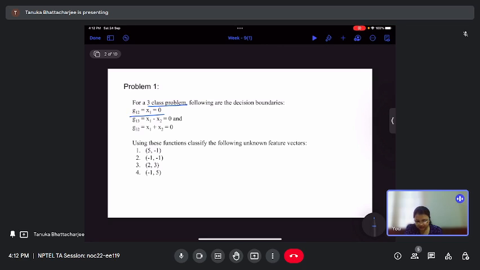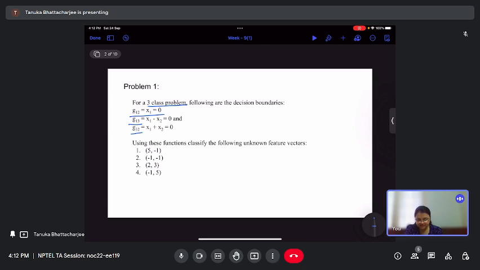The next one, G13, which is the boundary between class 1 and class 3, is given by x1 minus x2 equal to 0. And the last one, G32, is given by x1 plus x2 equal to 0. This is the boundary between class 2 and class 3. So these are the 3 decision boundaries.